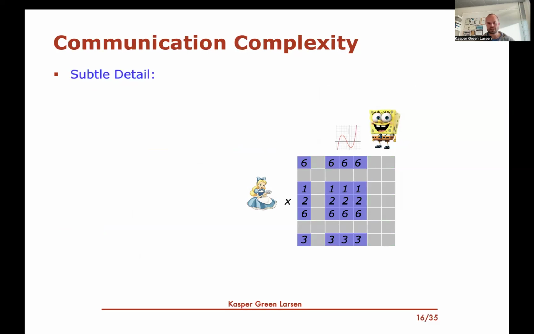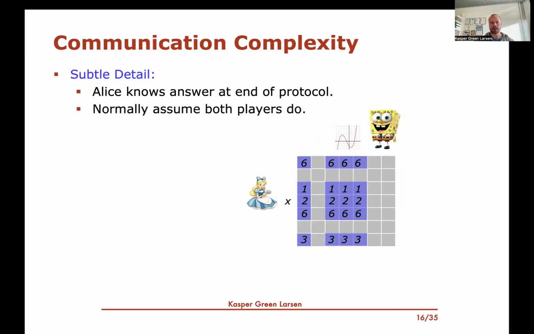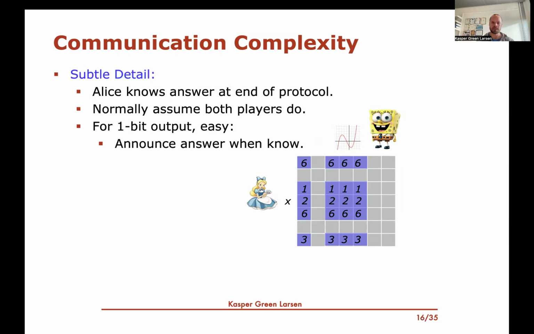Now, maybe if you've seen communication complexity before, there's a subtle detail here that's actually important, and that is that it's Alice that knows the answer at the end of the protocol. And in a typical communication complexity lower bound, you assume that both players know the answer to the query on the input. And this is because, I guess, in many cases when you prove communication lower bounds, you look at problems where the output is just a single bit, which means that you can always go from this situation where Alice knows the answer to a situation where both of them know the answer. Because when Alice knows the answer, if it's just a single bit, she can just send it to Bob, and then they both know the answer.